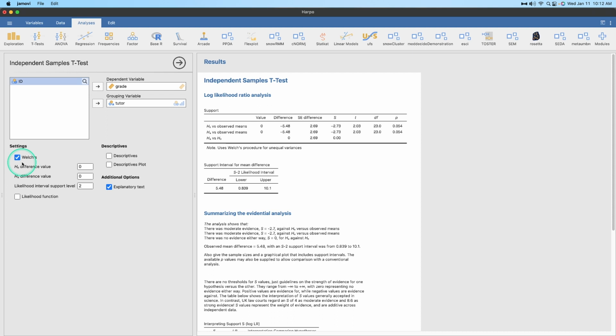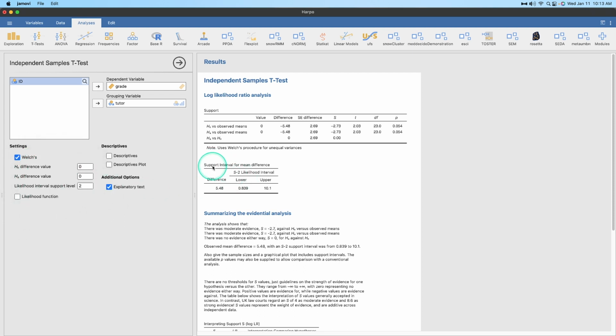Now, we're going to use Welch's regardless, because we can ignore the assumption of normality. We can just use the data as it exists, right? So we are going to use Welch's test, and you can't really do anything else. As you can see, you can't use Student's t. So we're going to use Welch's, and it gives us the ability to put in our difference values for our null hypothesis, our alternative hypothesis, and our likelihood interval support level.